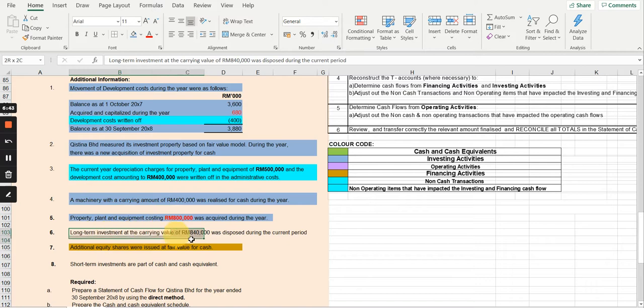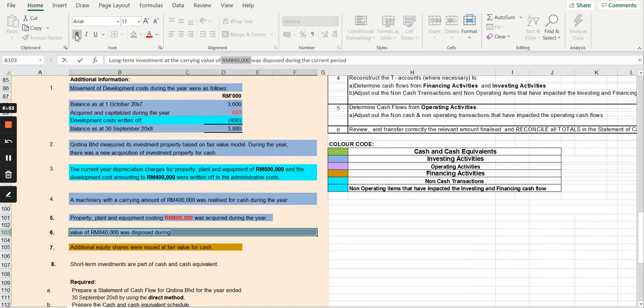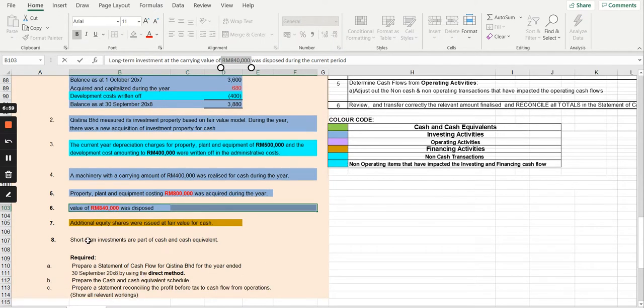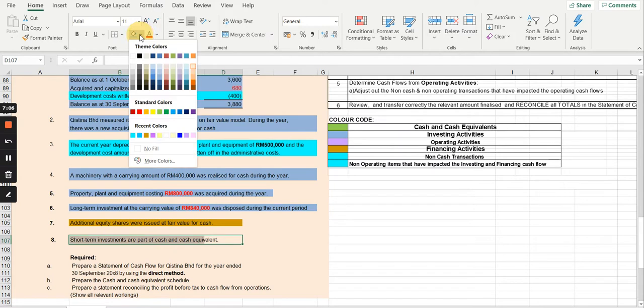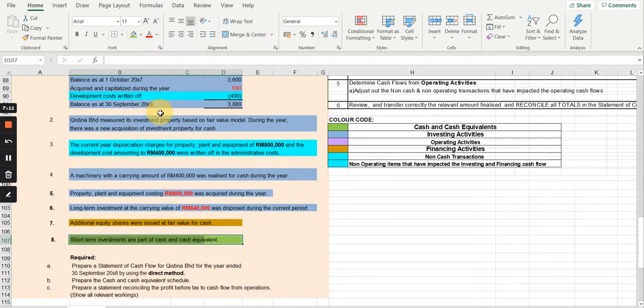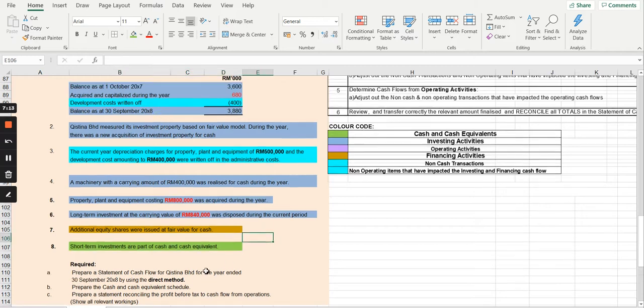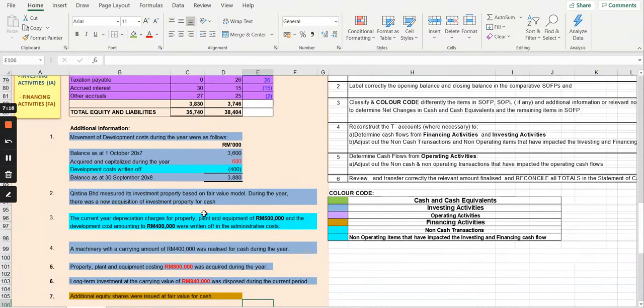The last item here is telling you about investment that were being disposed, which gives some cash inflow of 840,000. Okay, I already color coded all the items, and this short-term investment we have already taken into consideration much earlier, where that one was under our cash and cash equivalent. Okay, cash and cash equivalent, we have done that, right? So let's do what we have to do.